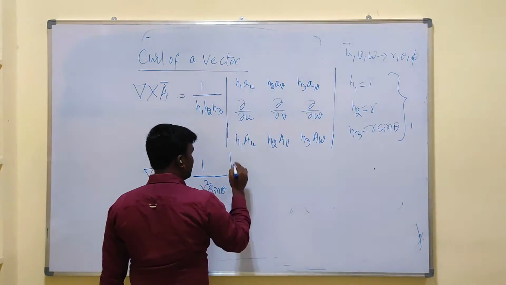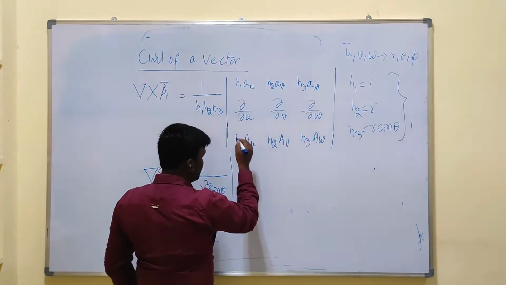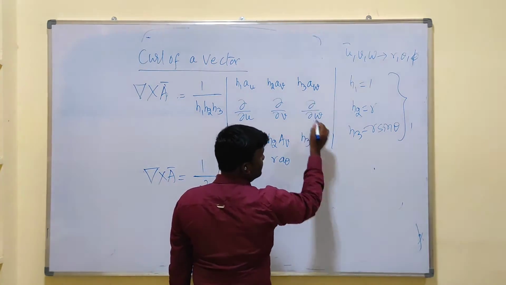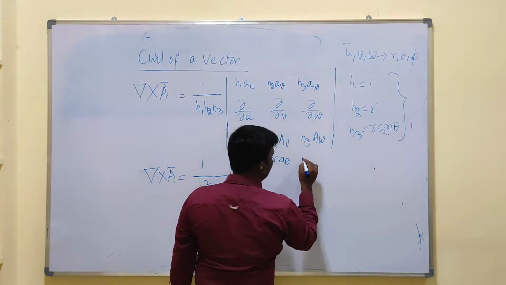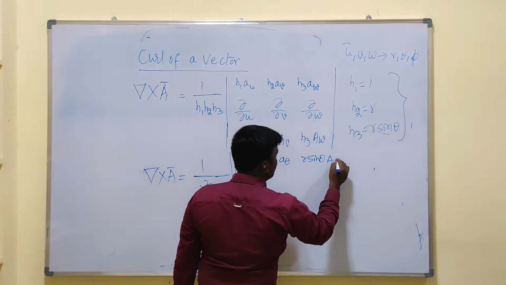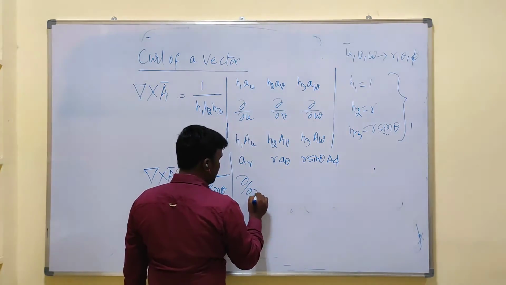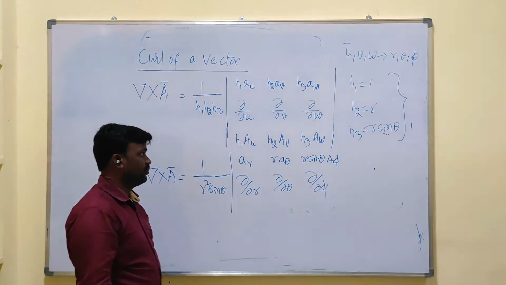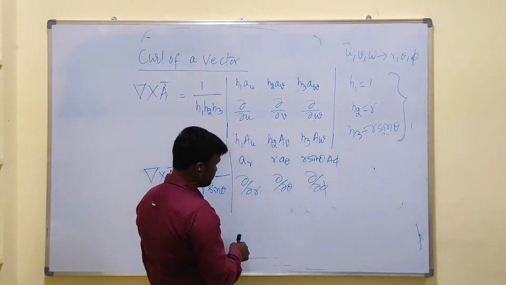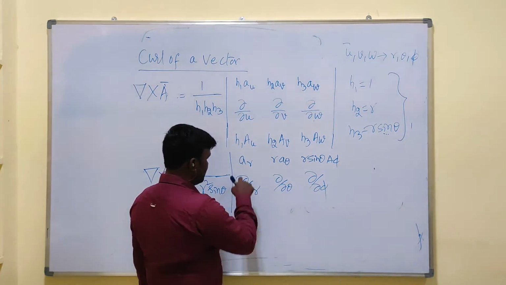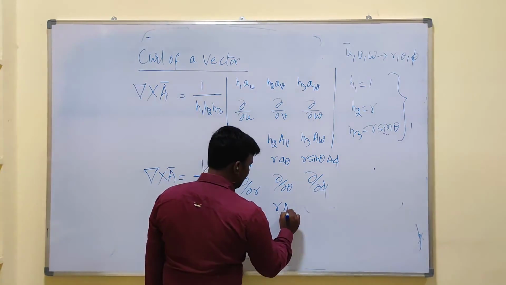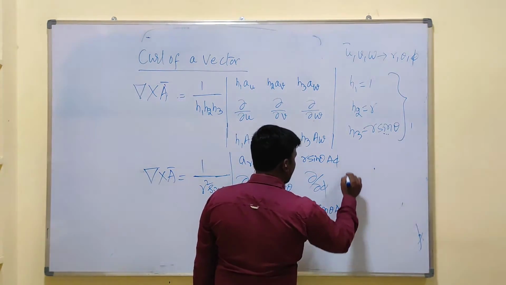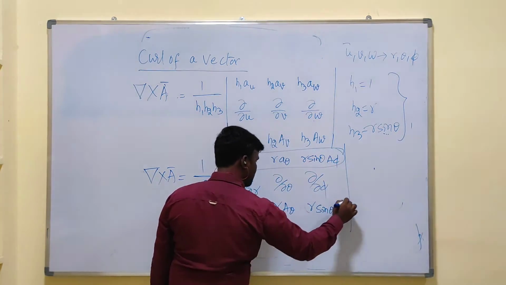And here H1 is 1. Here U means the first element, A R. And H2 is R A theta, and H3 is R sin theta, A phi. Then dou by dou R, dou by dou theta, dou by dou phi. Here, H1 AU means sin theta, and here R A theta, R sin theta. You see, these are the same.